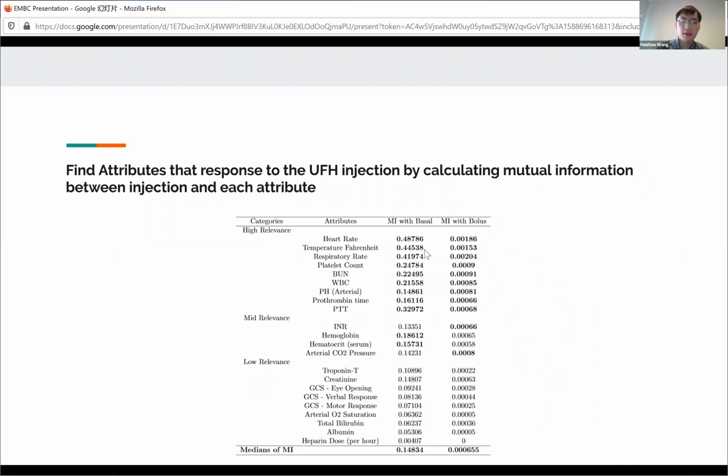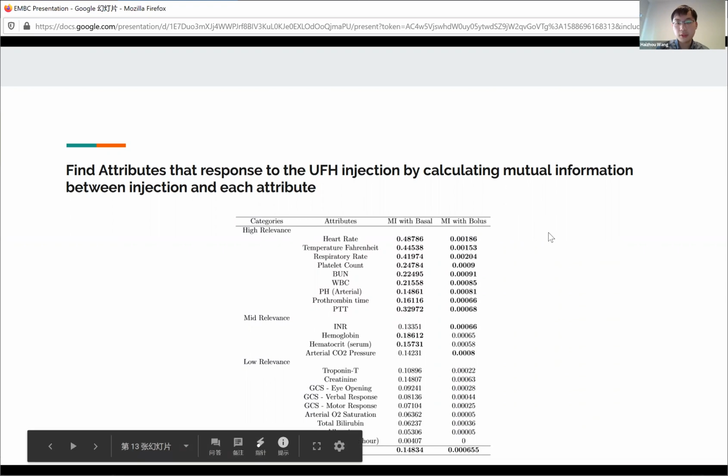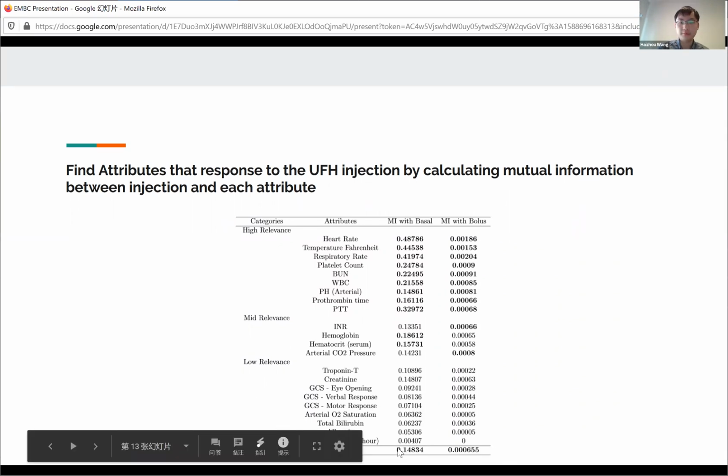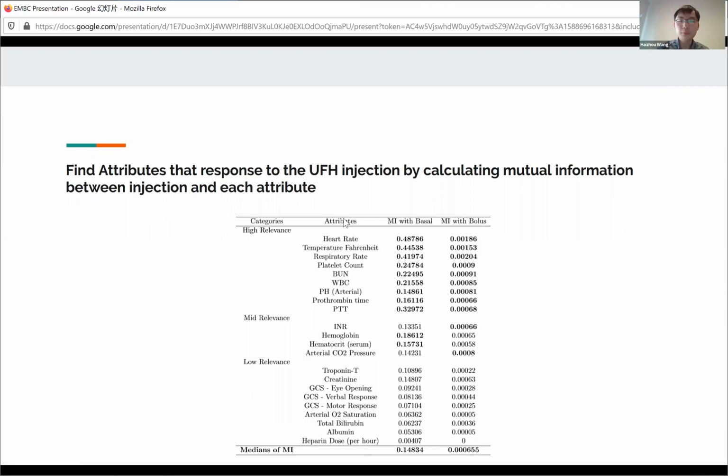After we make the calculation, we identify three categories: high relevance, mid relevance, and low relevance. So we first calculate the median of the mutual information with both basal and bolus, and then we classify the attributes as high relevance whenever both mutual information with basal and bolus are above the median. Quite straightforward.